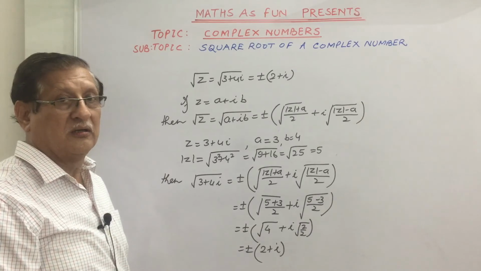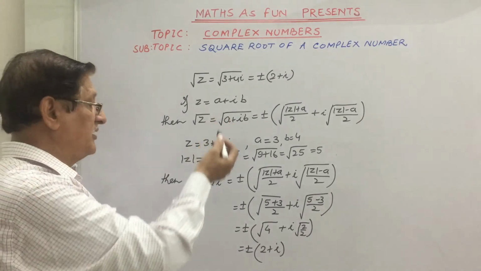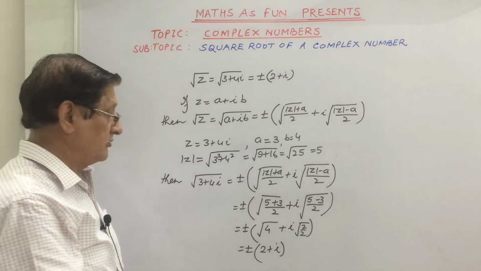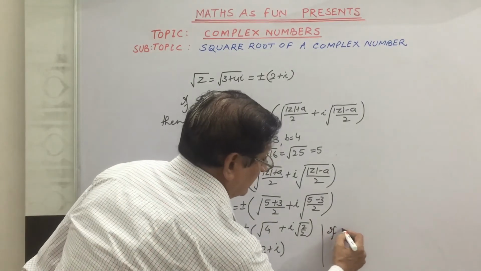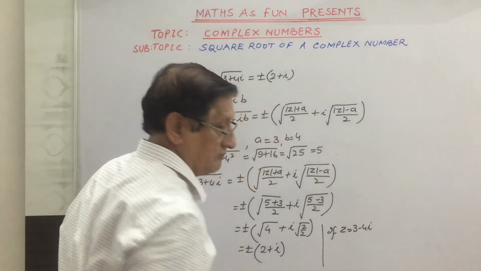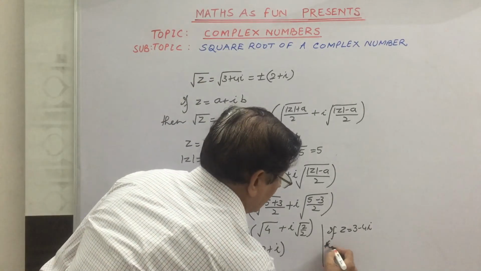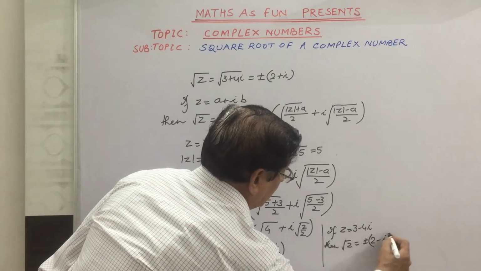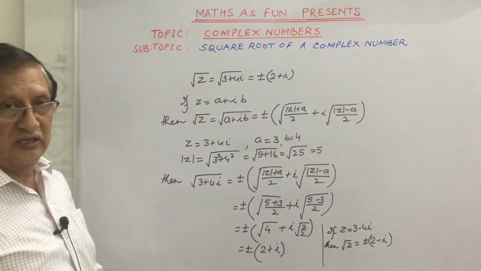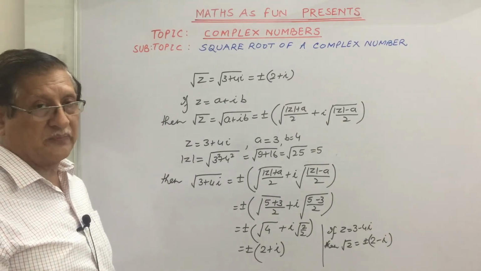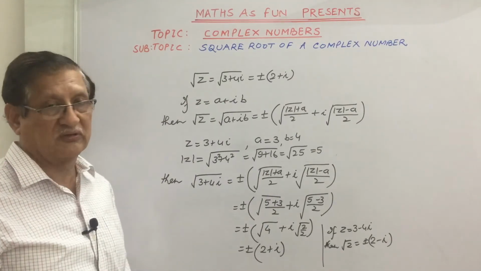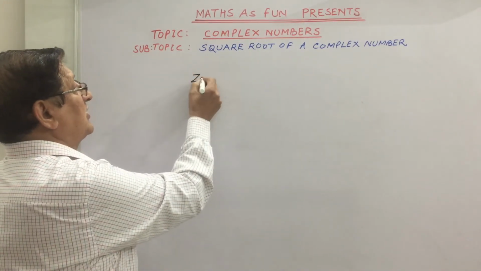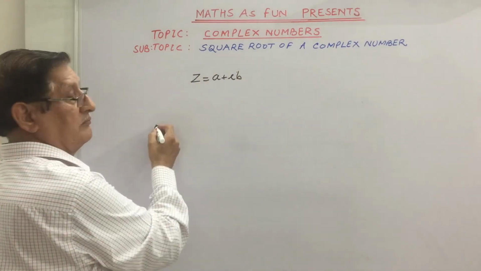It means for shortcuts, for MCQs, we can make use of the formula and find out the square root of a complex number. But please remember, if you are having z as 3 minus 4 iota, then root z will be equal to plus minus 2 minus iota. Please remember this. In case the sign of the imaginary part is negative, then in the answer also it will be negative. After finding the roots, to sum up, suppose z is a plus iota b.